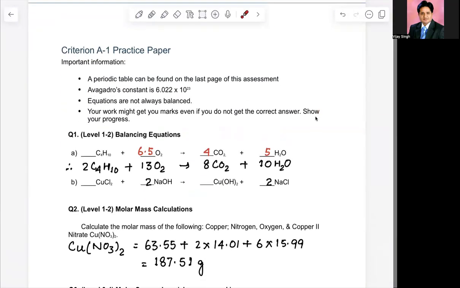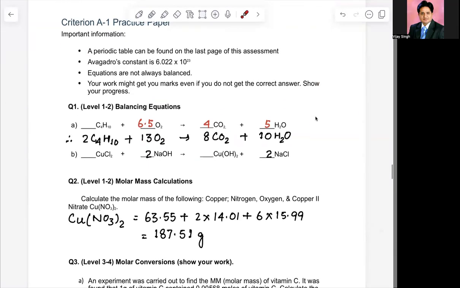Then this was one model paper, a criteria A practice paper. We'll go over some of the questions in this video. The first question is again on balancing. So you had C4H10 plus O2 gives CO2 plus H2O. In the process of balancing, first you see there are 4 C's, so I put 4 here.